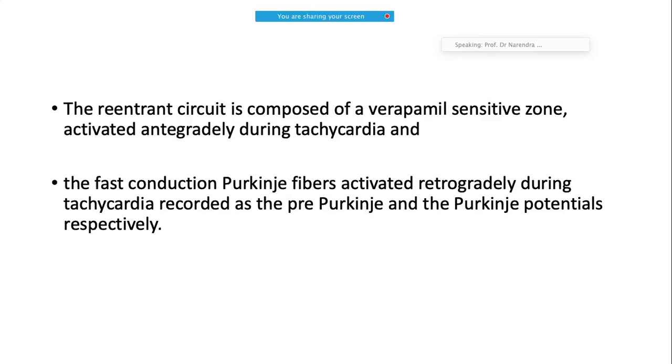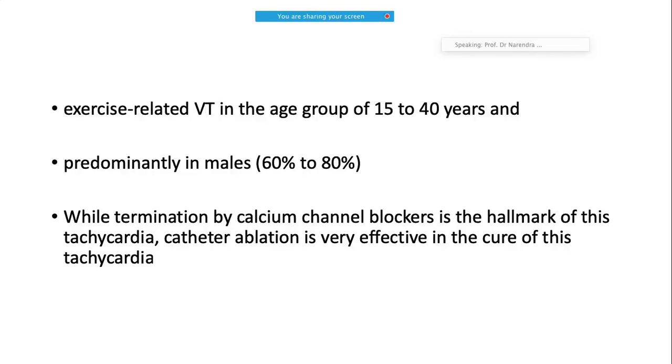So this is also called Belhassen ventricular tachycardia. It was named after the scientist who saw that there's a special morphology of tachycardia which is sensitive to verapamil. And in fact, what happens is it tends to get activated anterogradely during tachycardia, and the fast conduction Purkinje fibers get activated retrogradely during the tachycardia. And these are recorded as two different potentials. One is in front of the Purkinje potential, called pre-Purkinje, and the other one, of course, is the Purkinje potential.